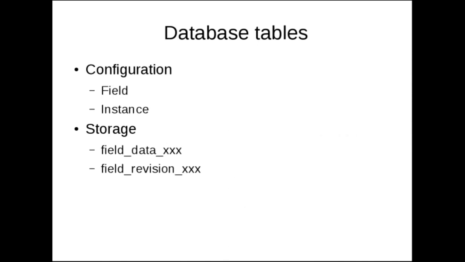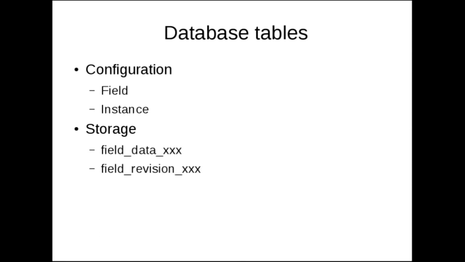So then, under the covers, what does this look like in the database? We've got a bunch of different tables. Who is familiar or not familiar with these tables? There's one called field config, there's one called field config instance, all this kind of stuff, and then you have these data tables.